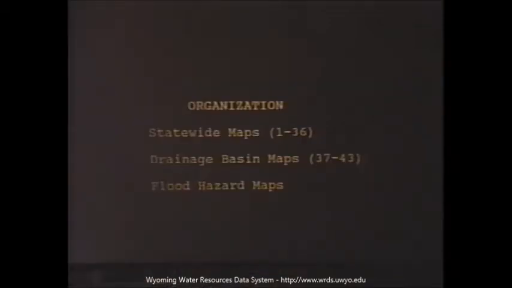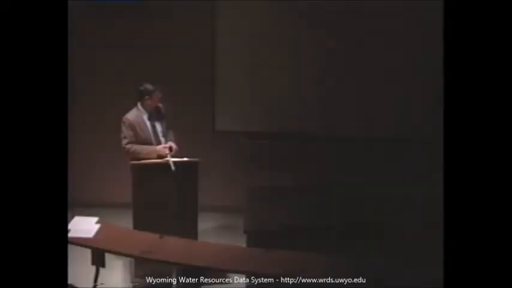But the basic organization of the atlas is a series of statewide maps, 36 of them, and a series of drainage basin maps. These are blow-ups of the state, so that we're only looking, say, at about a quarter of the state in any one slide. And then followed up by the only non-computer generated maps in the atlas, namely what amounts to an appendix of flood hazard maps. These were put out by the Federal Emergency Management Agency, FEMA, and we're simply taking their maps and including them as part of the atlas.